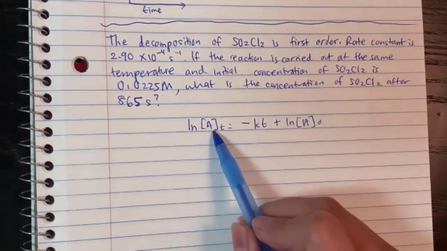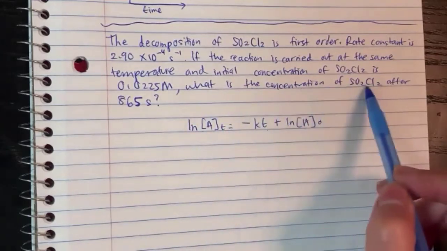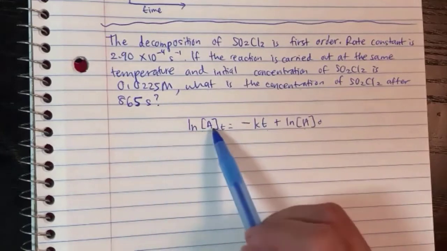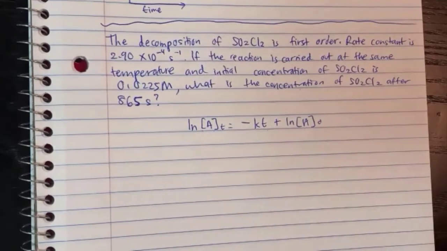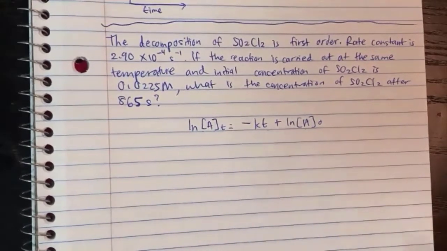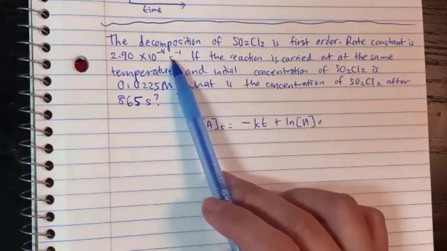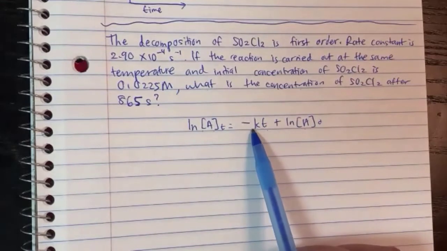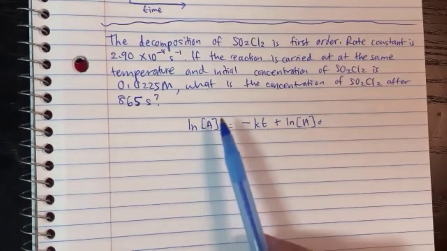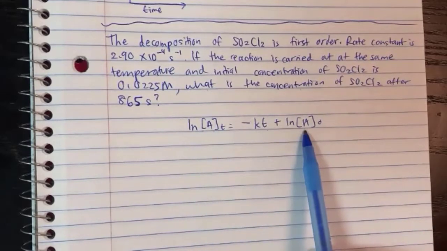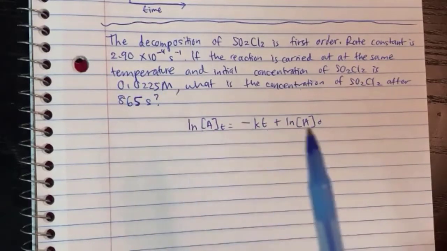Anyway, so we'll have A at t. Do we know what we're looking for? We're looking for the concentration of this thing after 865 seconds. So we're actually looking for A at time 865 seconds. So our time is 865 seconds. And they gave us the rate constant, which is in units per seconds. So seconds here and per seconds, that's great. You want to make sure your k and t units match up. We're looking for this. Do we know our initial concentration? Yes, it says here initial is 0.0225 molarity. So all you do is you plug in the values.